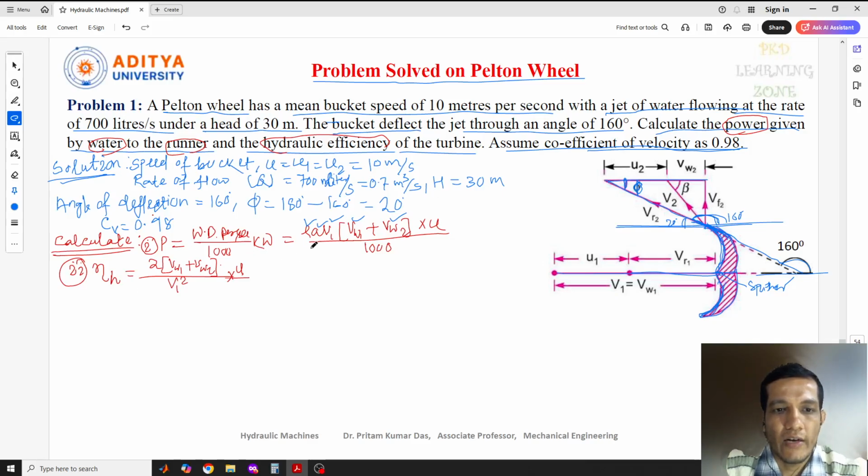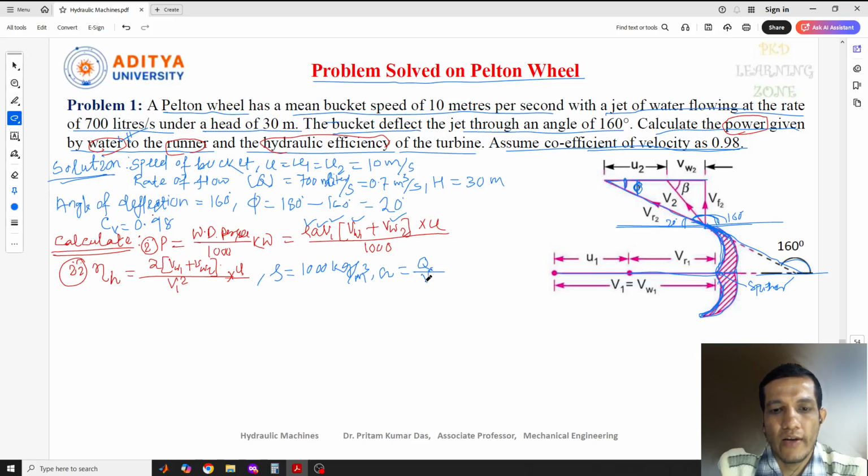Now, first thing I can identify is the value of rho. Let me first write down the rho. Rho is nothing but density of fluid. The fluid we have taken here is water. So the density of water is 1000 kg per meter cube. Similarly, the area of the jet, that is giving a force to this one blade, can be calculated from the discharge, because discharge equals area into velocity.